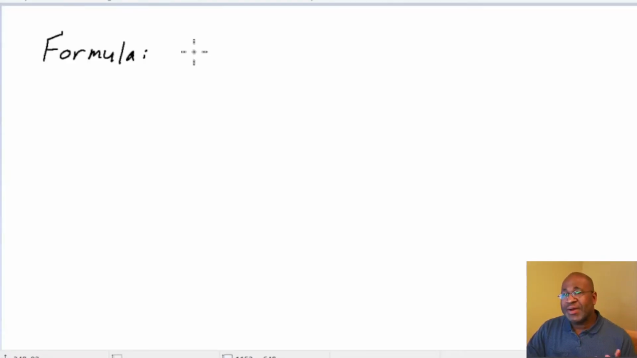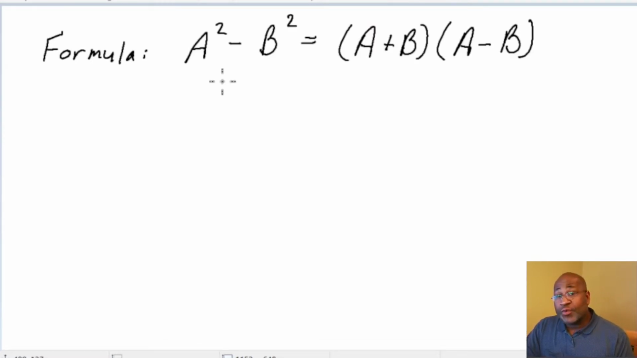So let's start off with the difference of two squares. There's not a method that's really behind factoring these. There are actually formulas that exist that give us the factored form of these particular binomials. So for the difference of two squares, the general formula, if we have any binomial of the form a squared minus b squared, that's equal to the factored form of a plus b times a minus b.